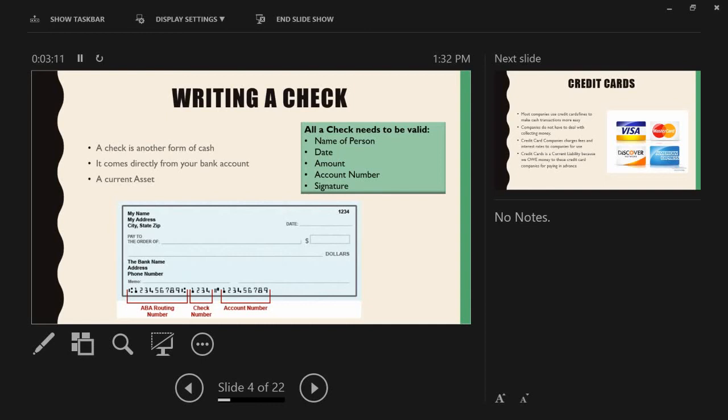it's not valid, okay? So again, a check is another current asset, right? It's another form of money, all right? It is readily available, but as soon as you deposit it into the bank, it may take 2 to 3 days to process for you to actually have the full amount, okay?